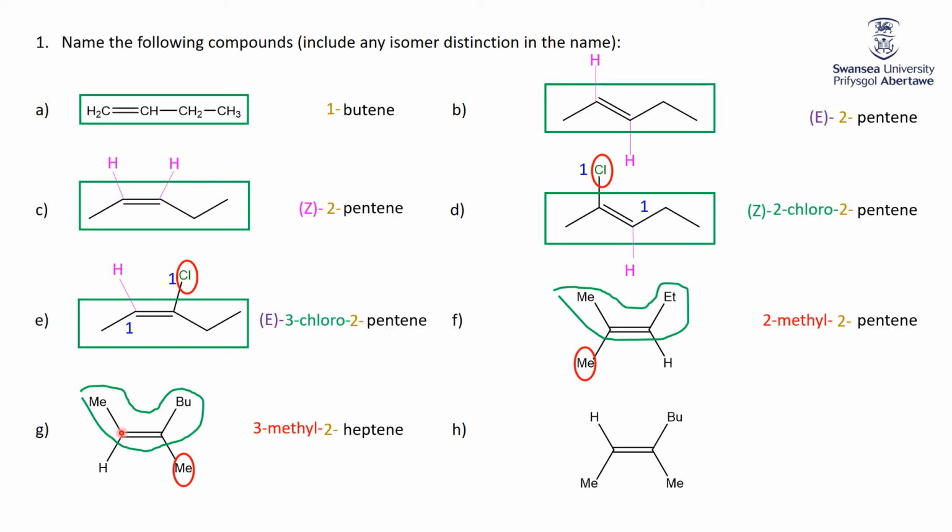Do we have to worry about E/Z? Absolutely, because this carbon has got a methyl and a hydrogen. The methyl is the top one. This carbon has a butyl and a methyl. The butyl is the top one. So methyl and butyl both on the same side, making this Z.